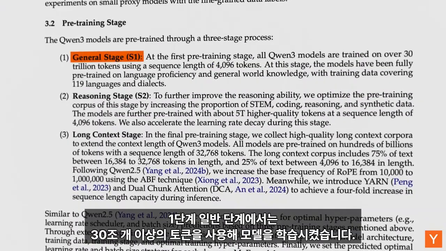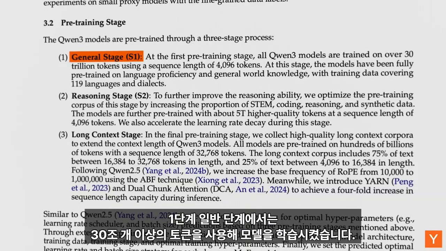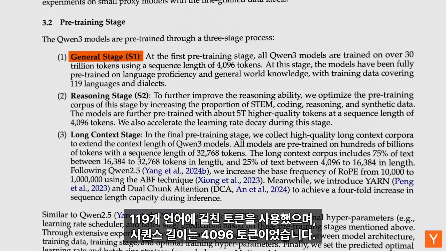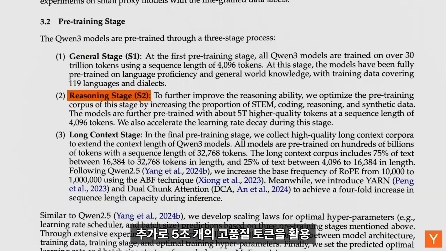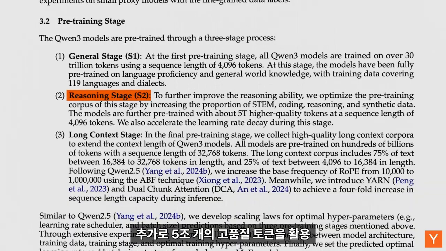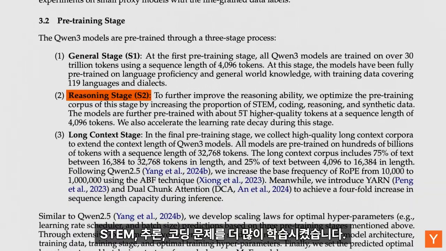In stage 1, the general stage, models were trained on over 30 trillion tokens covering 119 languages at a sequence length of 4096 tokens. In stage 2, the reasoning stage, models were trained on an additional 5 trillion higher quality tokens featuring more STEM, reasoning, and coding problems.